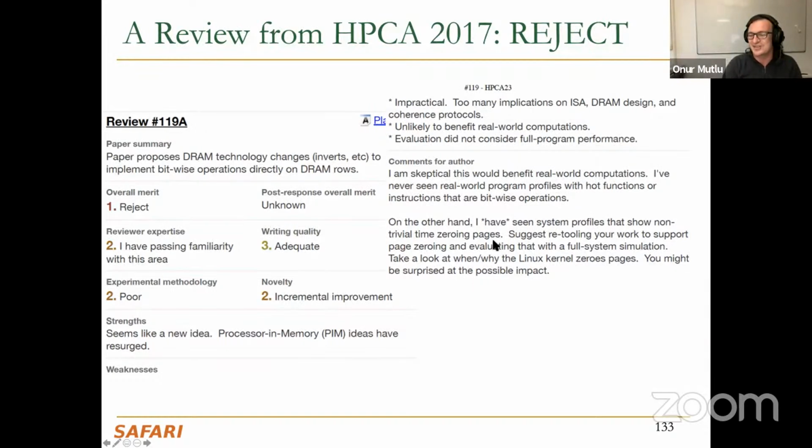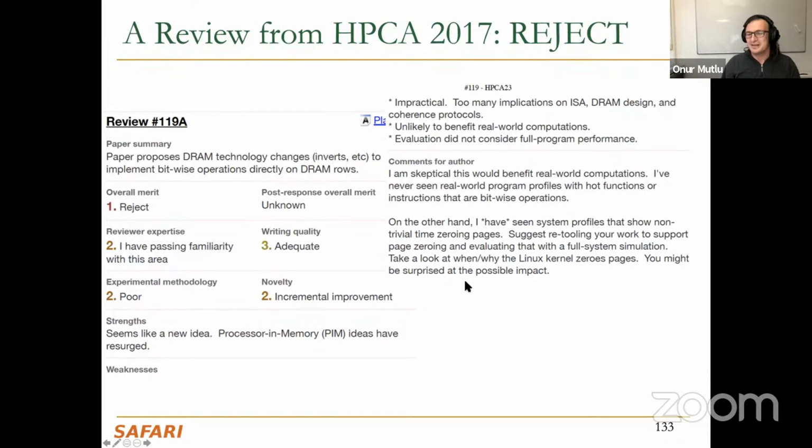On the other hand, which is interesting, and I think with the RowClone discussion we had, you will find this very interesting. On the other hand, I have seen system profiles that show non-trivial time zeroing pages. I suggest you retool your work to support page zeroing and evaluating, and so on. Take a look at when and why Linux kernel zeros pages. You might be surprised at the possible impact.